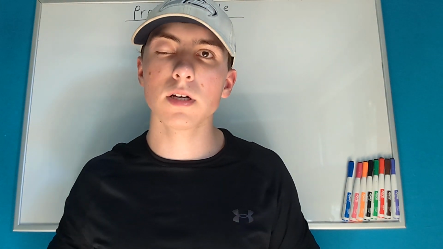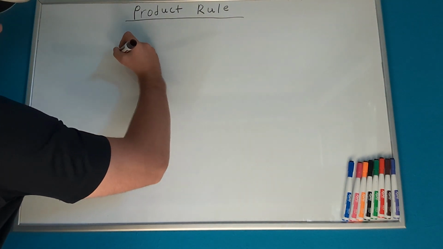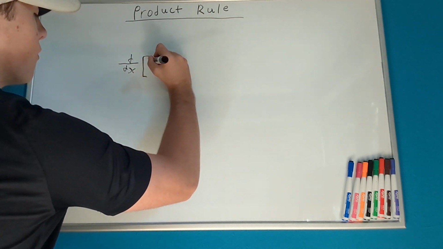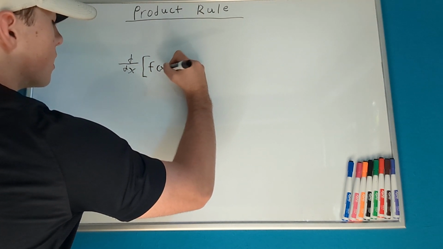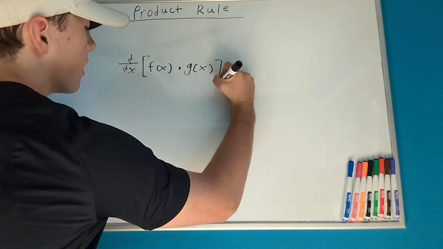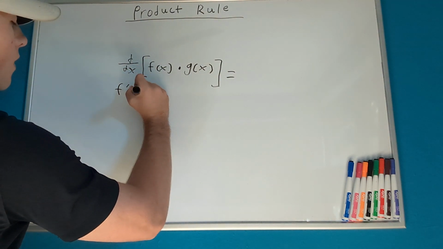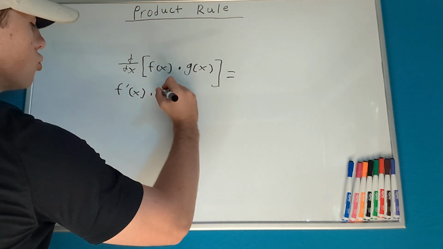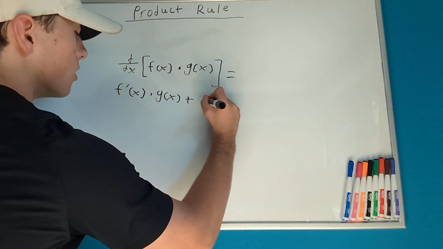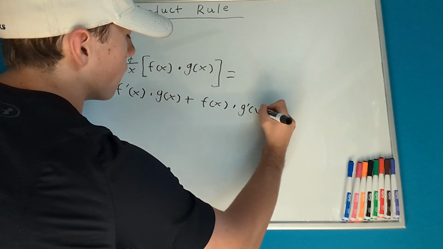Today, I want to talk about the product rule. Now, what is it? So, if we're taking a derivative of a function times another function, this derivative equals the derivative of the first function, so f prime of x, right, times g of x, so just the second function, plus just f of x times g prime of x.